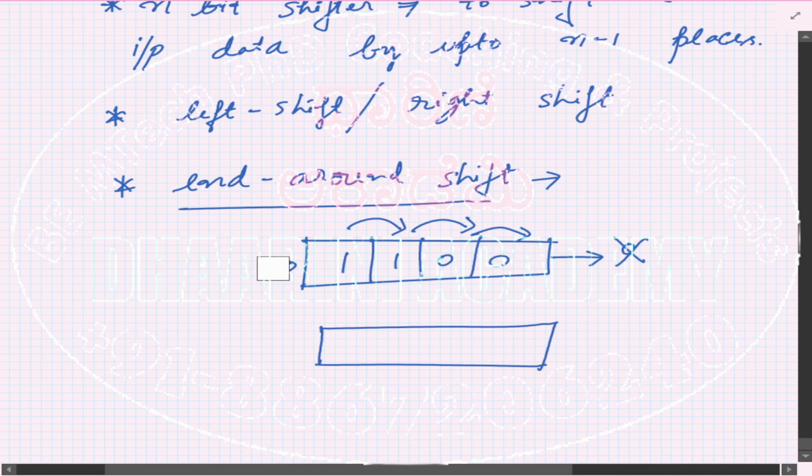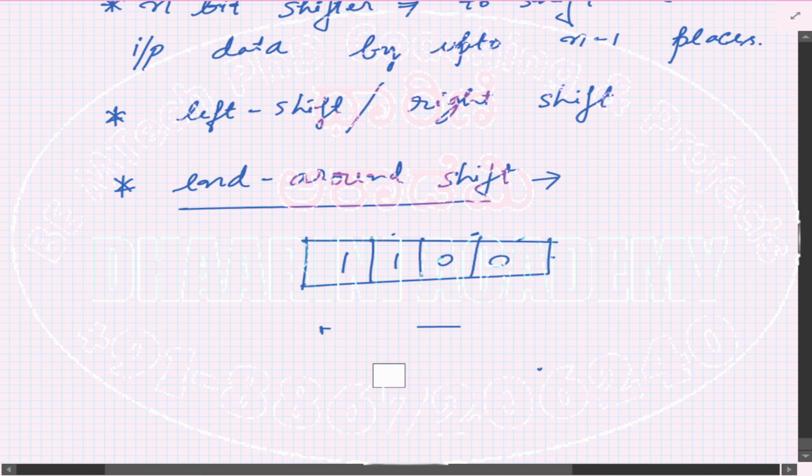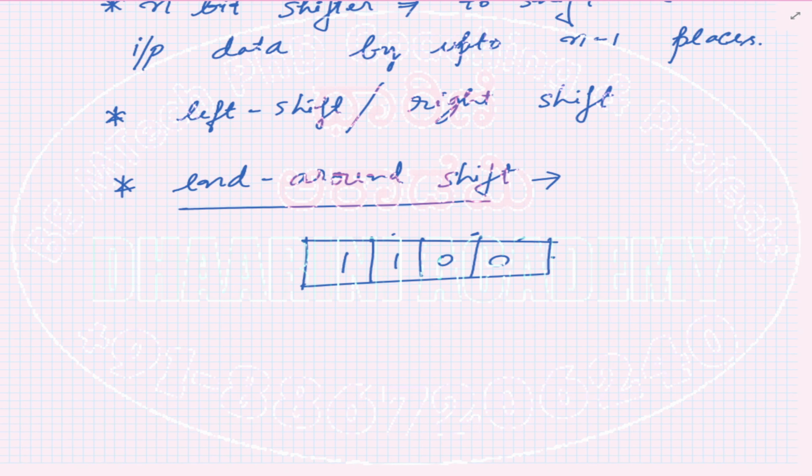But when I say that it is an end around shift, it's not like this. This means there is a connection. Always the connection of the shifter will be like this. This will go out and it will actually come from the other side. This is the end around shift.